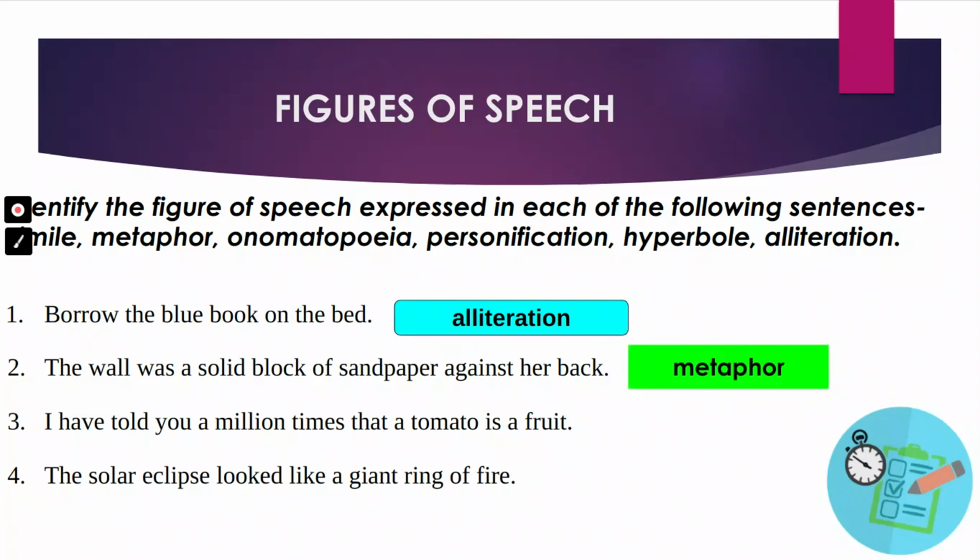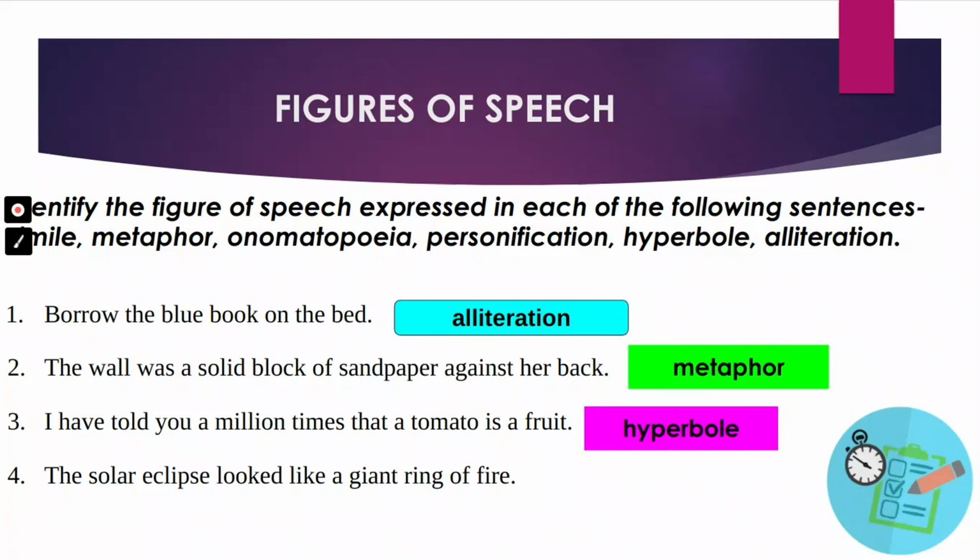Good. Number 3, I have told you 1,000,000 times that a tomato is a fruit. Now, what is this? You will agree with me that there is here an exaggeration to emphasize that I have told you this so many times over and over. So the figure of speech that exaggerates to emphasize a particular point is the hyperbole.